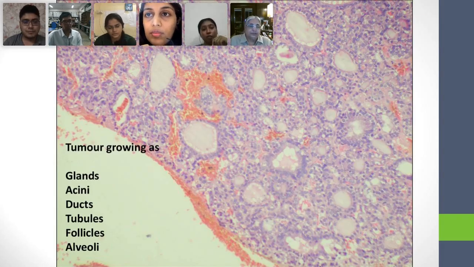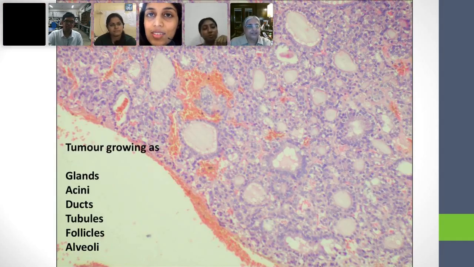Yes. Just to update on the poll result: 43% of people think it's follicles, and 20% think it's glands. The rest, around 10% each, think it's acini, ducts, and tubules. So it is glands and follicles, right? Yes. Oh, okay, very good.